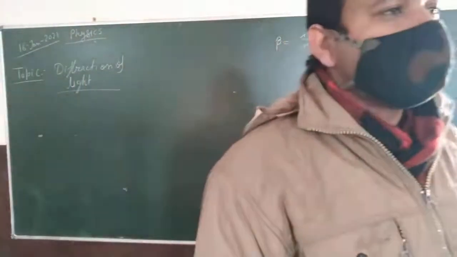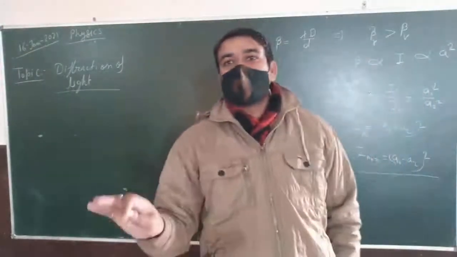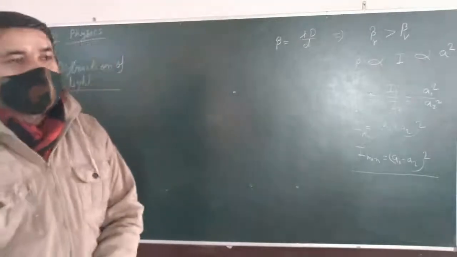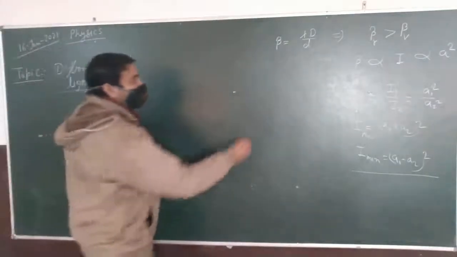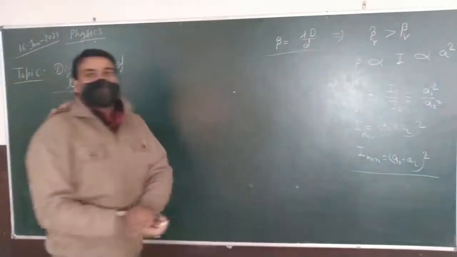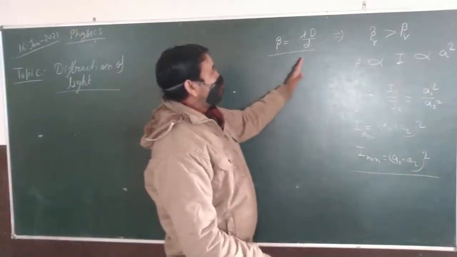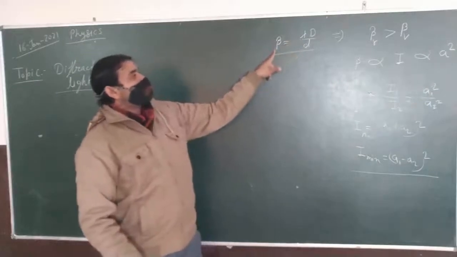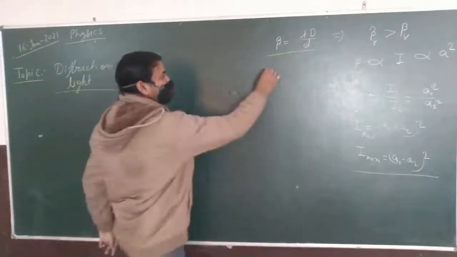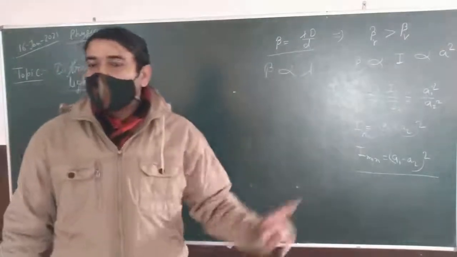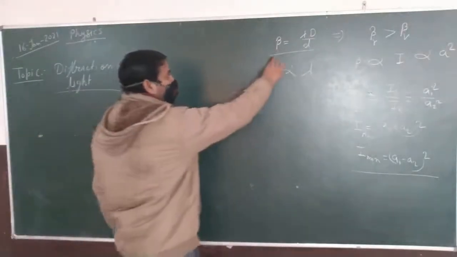Students, in the previous class we discussed interference of light, and we discussed the formula for the bright or dark fringes at the point P. Here we will now discuss that fringe width is directly proportional to lambda. So if lambda of light is larger, then fringe width is large.